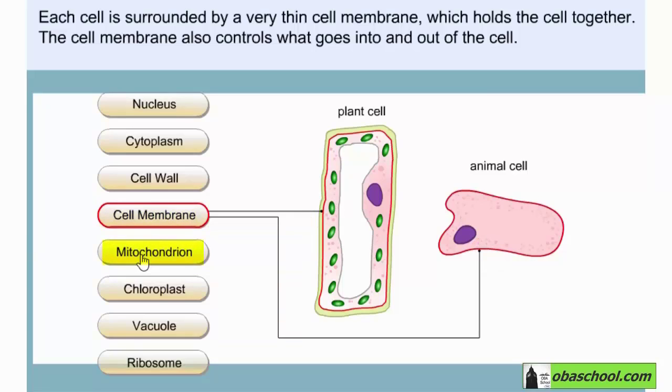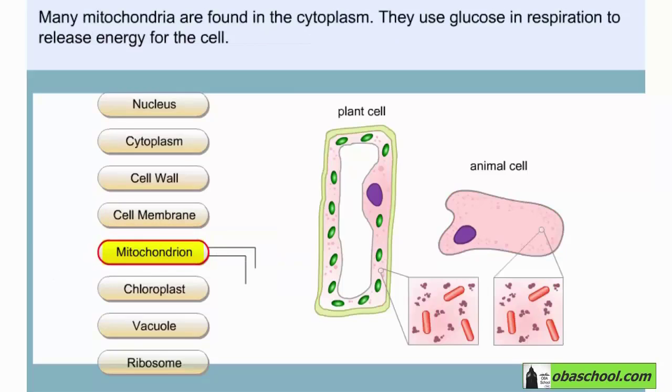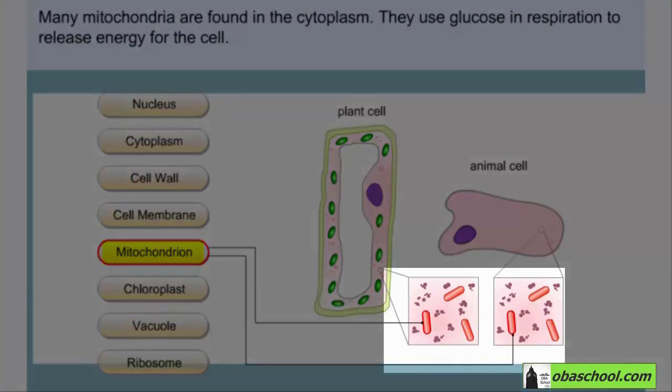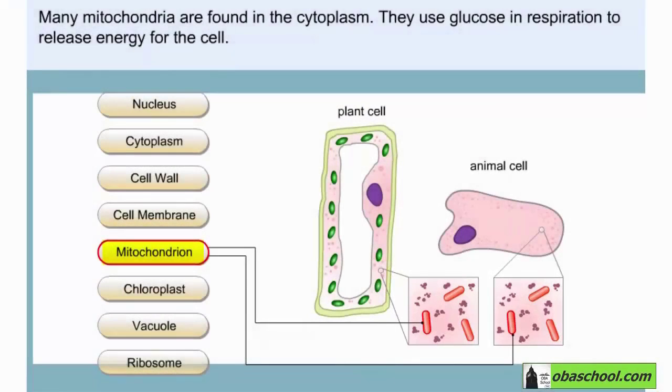Now let's talk about the mitochondrion. The mitochondrion is what provides energy for the cell. Many mitochondria are found in the cytoplasm. They use glucose and oxygen we get from respiration to make energy for the cell. They are called organelles, and they are found in the cytoplasm.